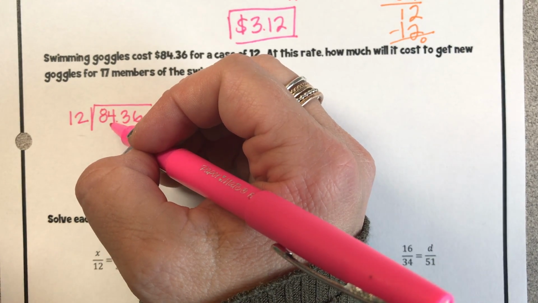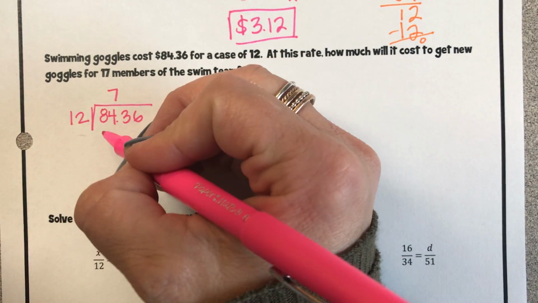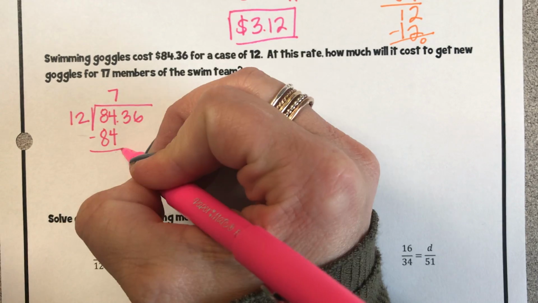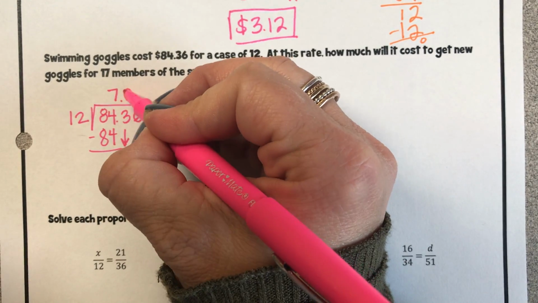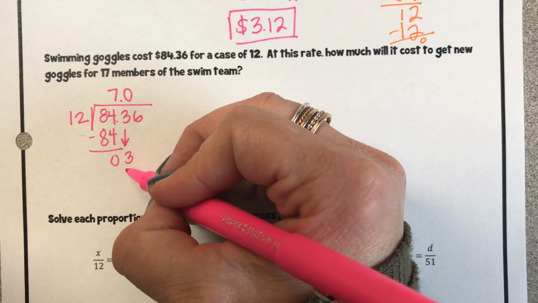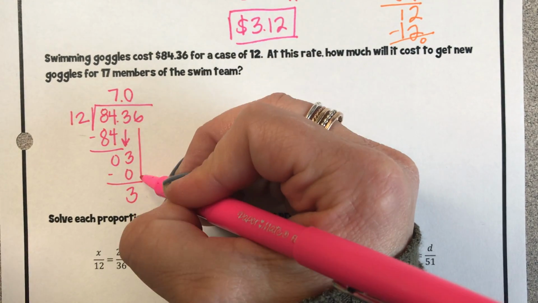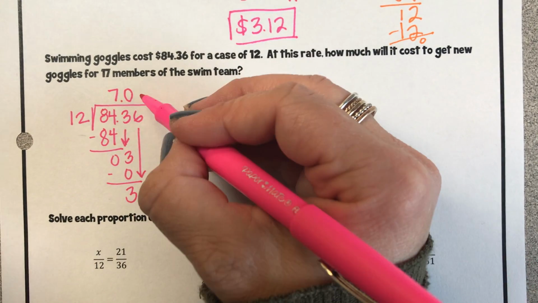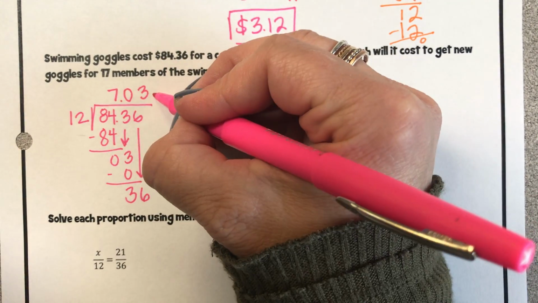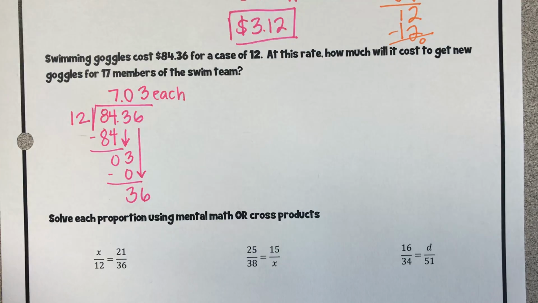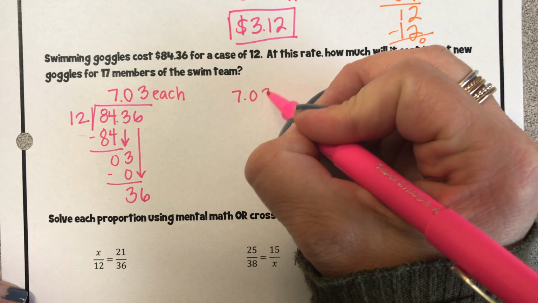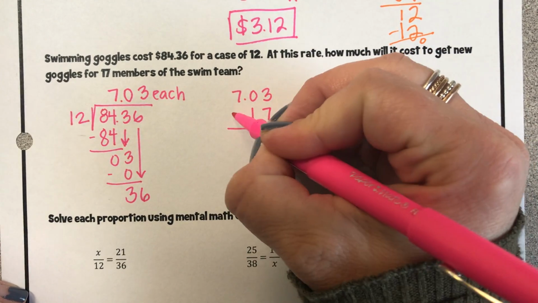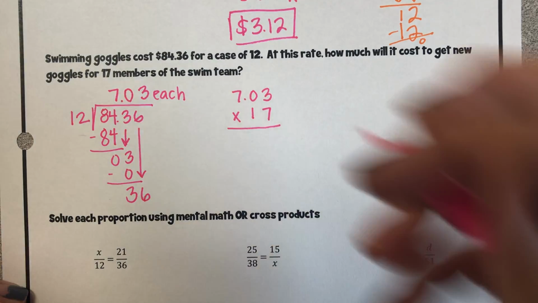So 12 goes into 84 7 times. 7 times 12 is 84, 0. 12 goes into 3, 0 times. 0 times 12 is 0, 3. Bring down our 6. 12 goes into 36 3 times. So what we just figured out is that each pair is $7.03. But I'm not buying one pair, I'm buying 17 pairs. So $7.03 times 17 pairs.